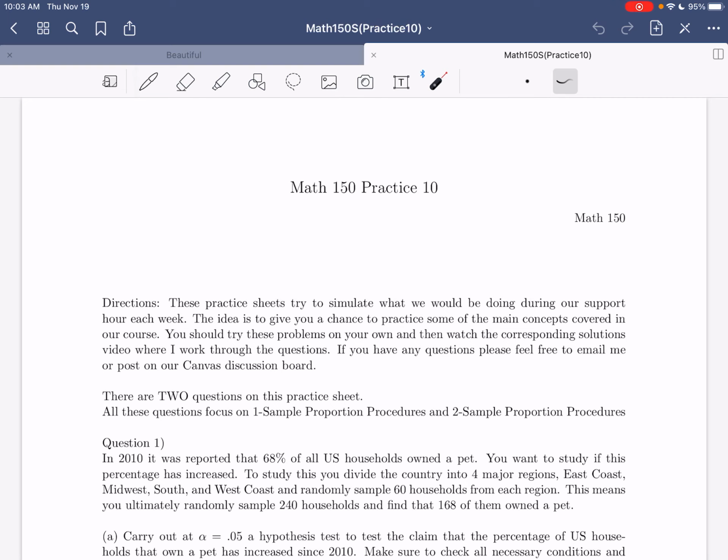In today's video, we're going to be working through practice number 10, which focuses on questions related to one sample proportion procedures and two sample proportion procedures. As usual, I would strongly recommend making sure that you finished all the videos for these sections for one sample proportion procedures and two sample proportion procedures, and you've tried these two questions yourself before watching this video. If you've already done that, if you've already watched the associated lecture videos and tried these questions yourself, well, then let's get started actually working through these examples.